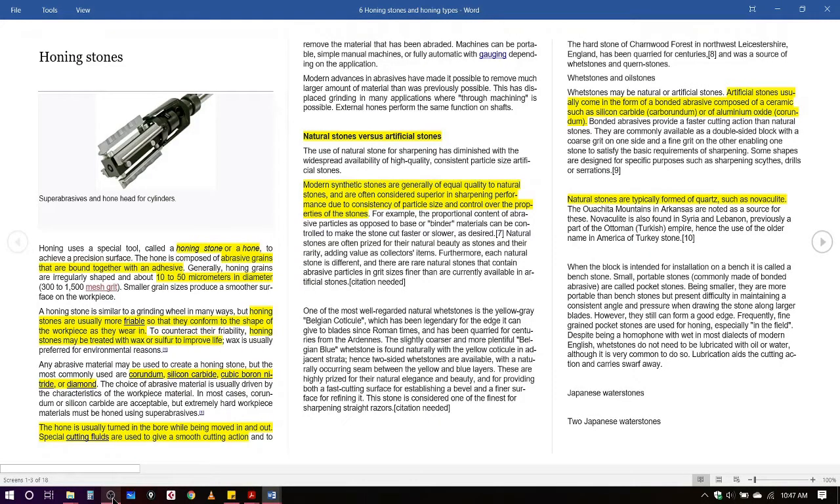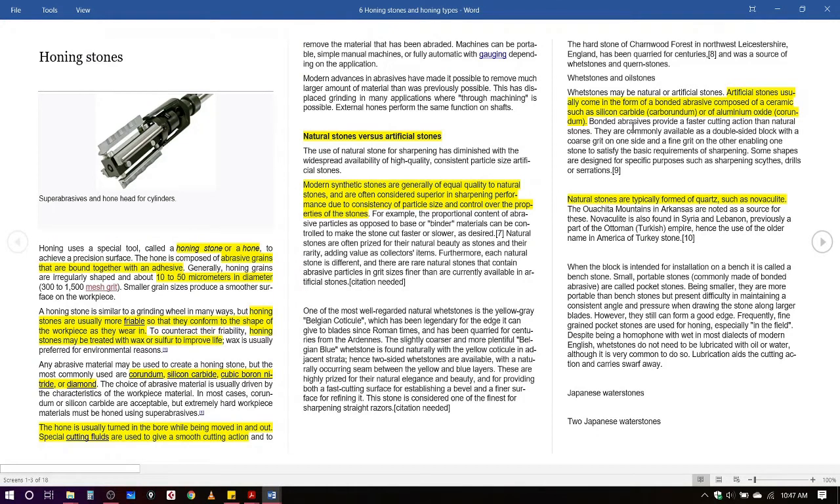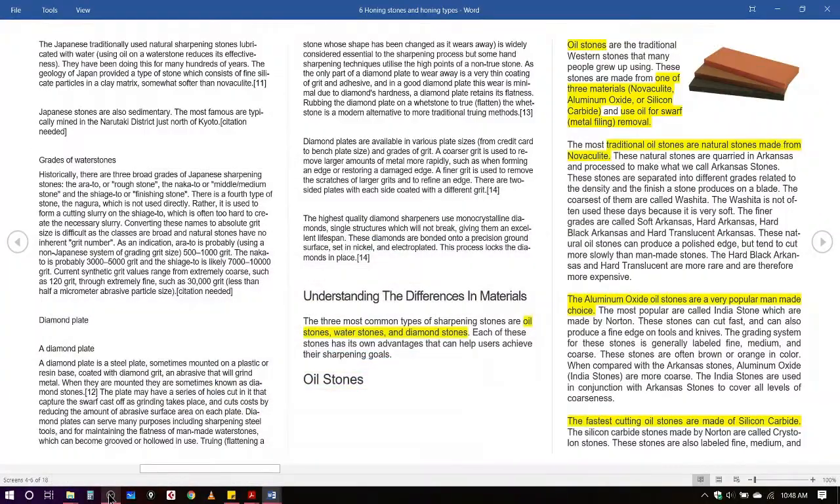Artificial stones usually come in the form of bonded abrasives, which comprise ceramics such as silicon carbide, aluminum oxide, or corundum. Another name for silicon carbide is carborundum and aluminum oxide is corundum. Natural stones are typically formed of quartz. A typical quartz material is novaculite. Three commonly used honing stones are oil stones, water stones, and diamond stones.